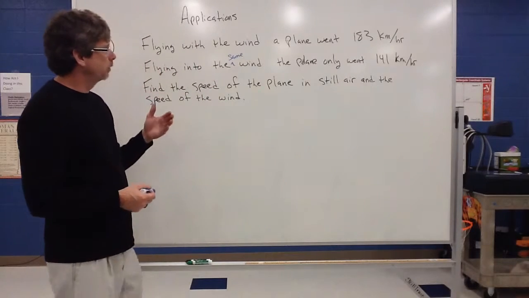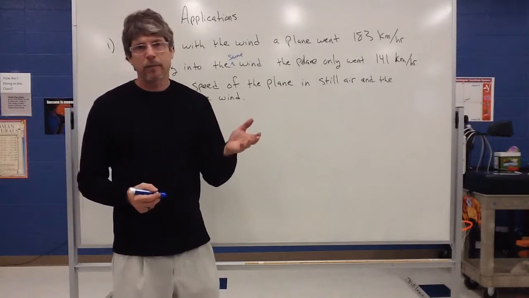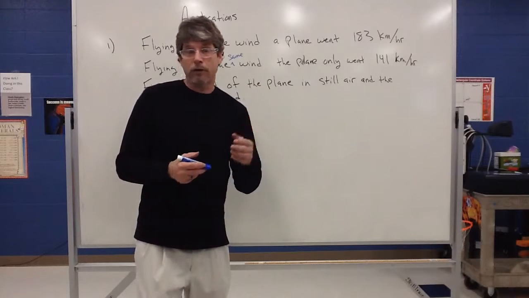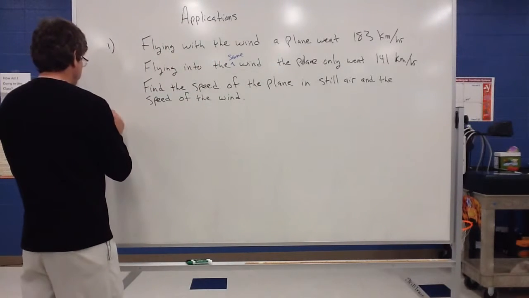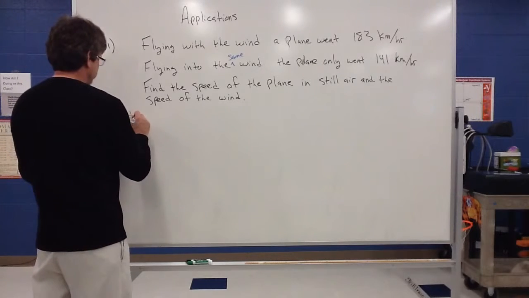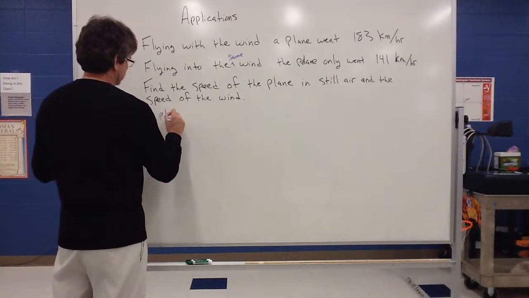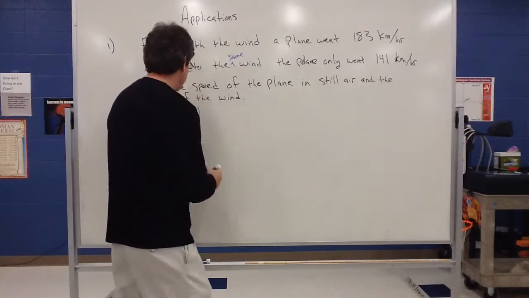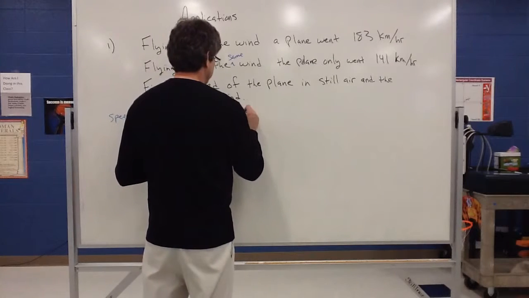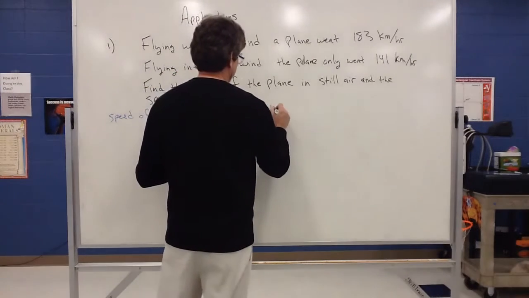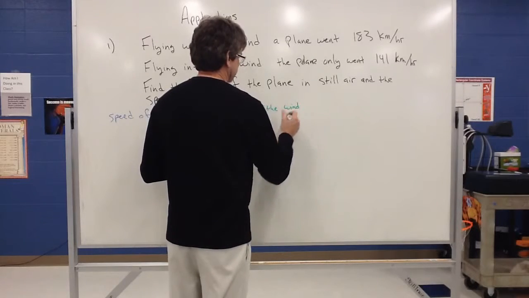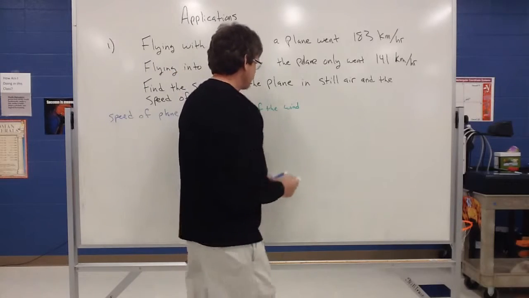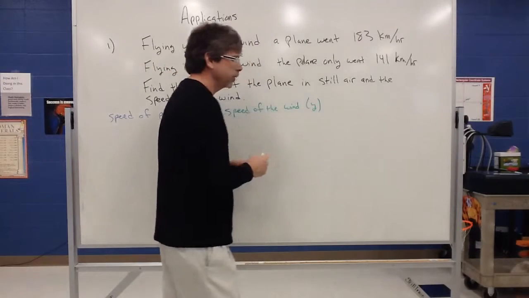So we're looking for two things: the speed of the plane and the wind speed. So there are two unknowns, if you will. We could use x and y. So we have the speed of the plane, we don't know what that is, so we call that x. The speed of the wind, we can call that y. There's two things that we're looking for in this problem.